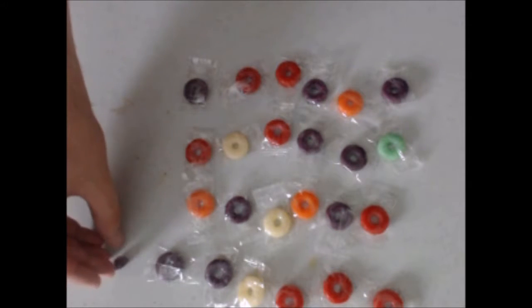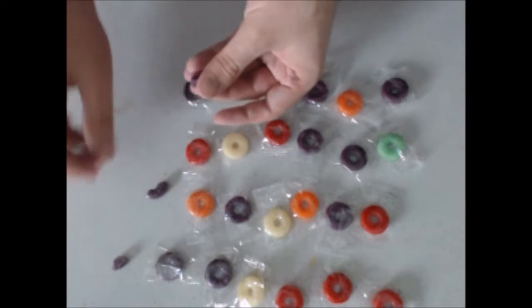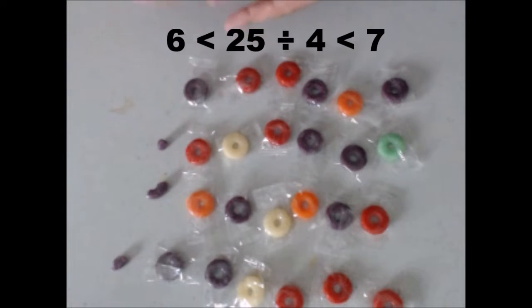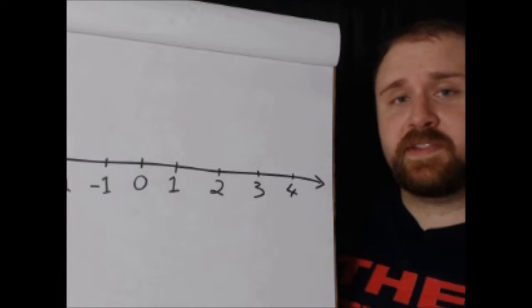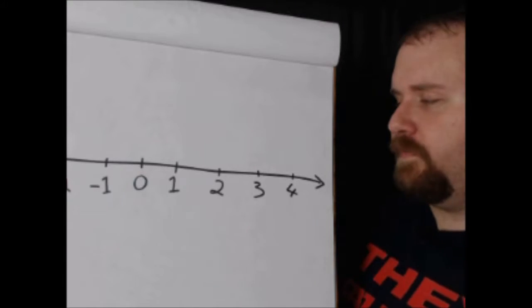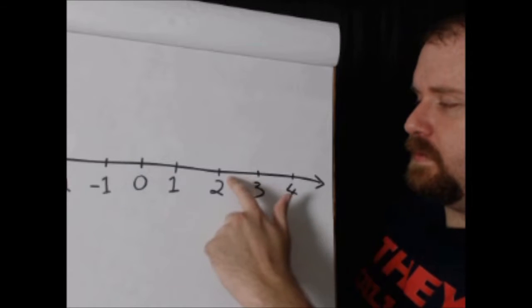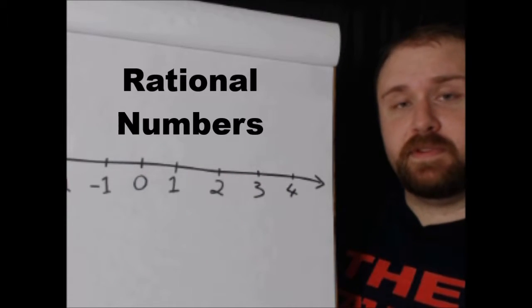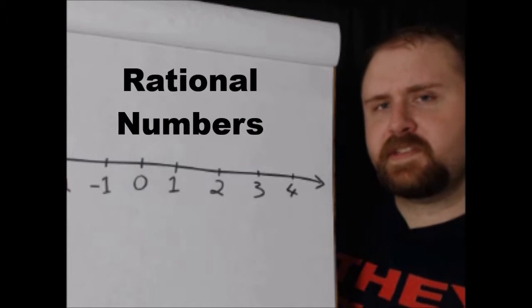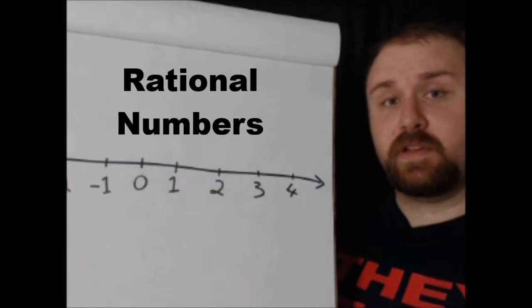So if we did that, each group would have 6 and a little. It's more than 6 whole pieces, but less than 7 whole pieces. And thus we have our answer. This expansion fits in between the integers, in these spaces right here. And we call these numbers the rational numbers. So let's take a look at what these rational numbers look like.